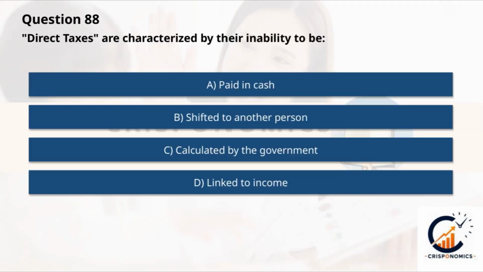Direct taxes have a few key characteristics that set them apart. They're paid in cash, usually directly by the individual or entity. They're calculated by the government based on income or assets. And importantly, they can't be shifted to someone else. The person responsible for the tax is the one who ultimately pays it. So, direct taxes are linked closely to income and personal responsibility, making them quite distinct in how they function.